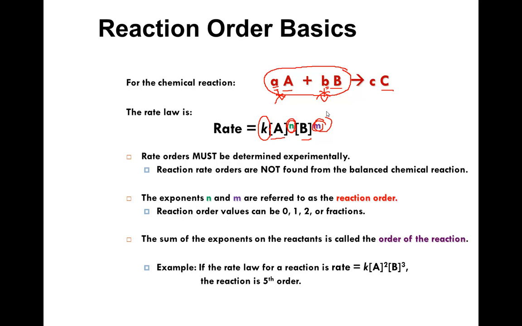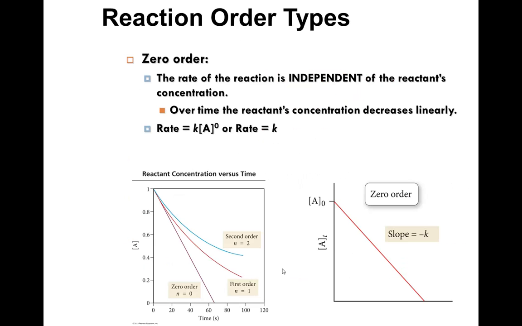The exponents n and m are referred to as the reaction order. The reaction order values can be 0, 1, 2, or even fractions. The sum of the exponents of the reactants is called the order of the reaction. For example, if we have this as the rate law, where A is to the second power and B is to the third power, the overall reaction is fifth order. We're only going to look at the 0, first, and second order in great detail.